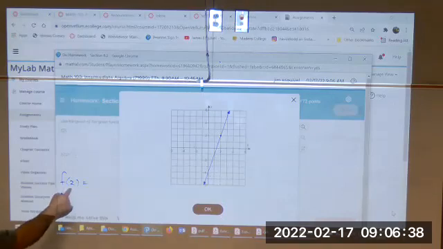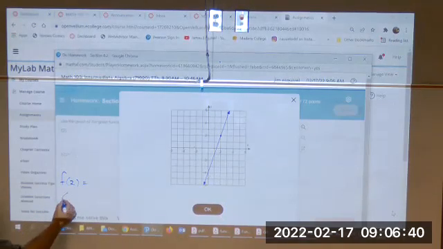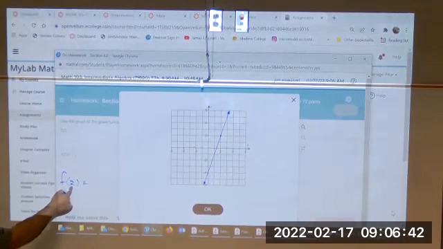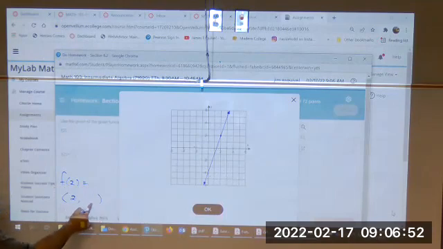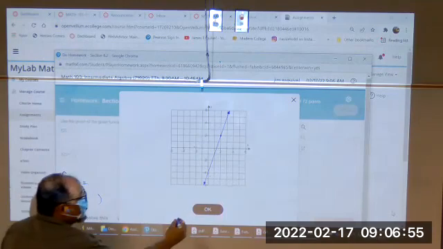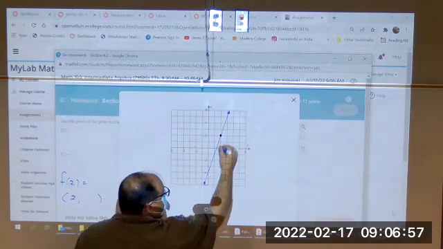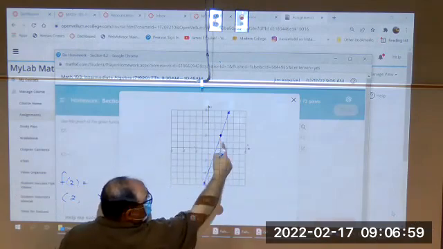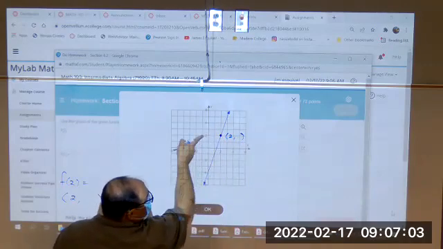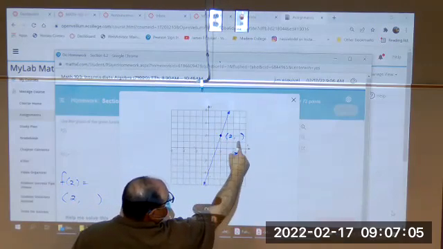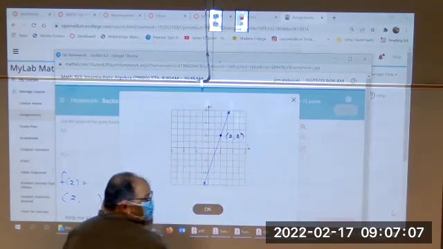Remember what this means. Functions are ordered pairs. 2 is the domain. 2 goes in for the x. The function notation is the answer for the y coordinate. So the answer for the y coordinate is, and it gives you a solid point right there. When 2 goes in for x on this graph, what is the y coordinate at that point? It's a 2.